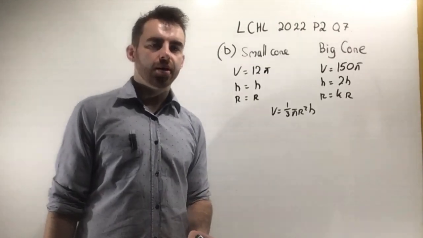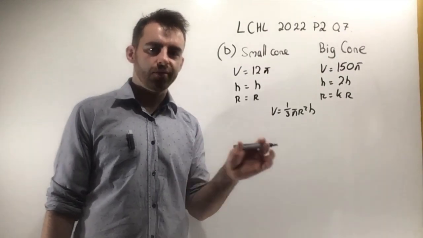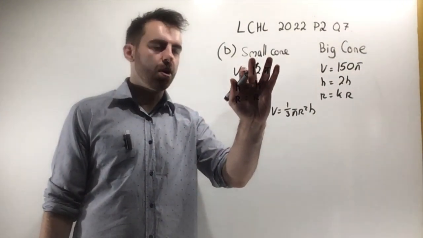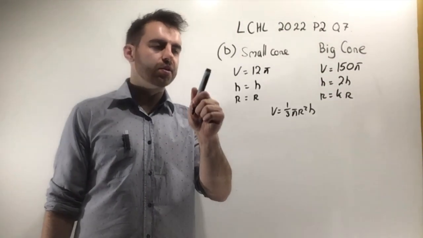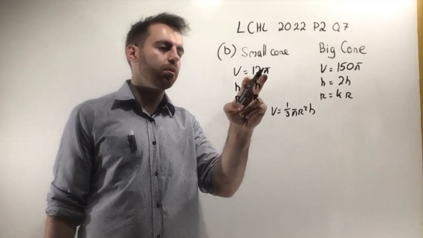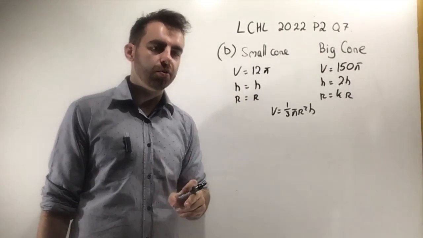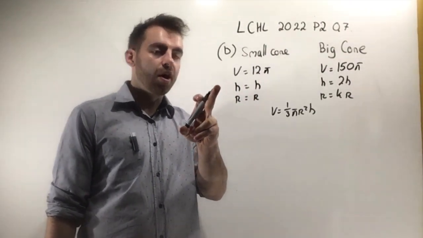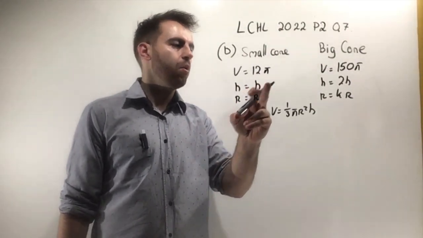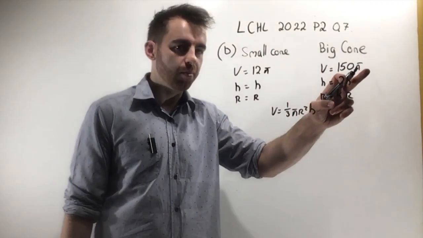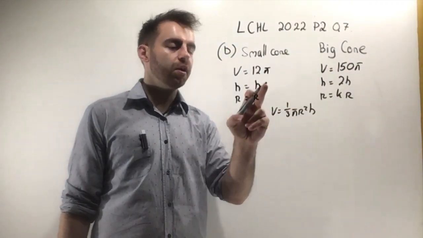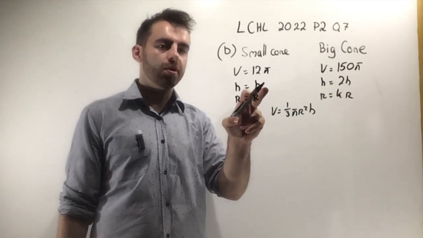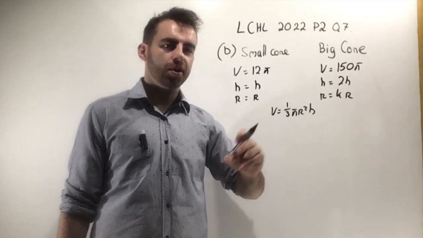Okay, in part B here, we're told that there's two different candles. One of them is a small cone, one of them is a big cone. The information we're given about the small cone is that the volume of the small cone is 12π cm³, and that we can refer to the height of the small cone as h. While the volume of the big cone is 150π cm³, and the height of the big cone is twice the height of the small cone. So if the small cone is h, the big cone is 2h.